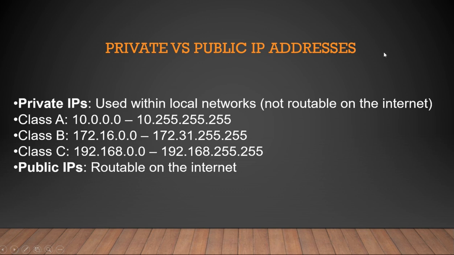Okay, now next, private versus public IP addresses. A private IP is used within the local network and is not routable on the internet. Class A private range is 10.0.0.0 to 10.255.255.255. Suppose in a big organization, MNCs develop their private network, because they have servers, data sharing and lots of other things. Due to that, they develop their own private network, and these IPs get assigned to their network.